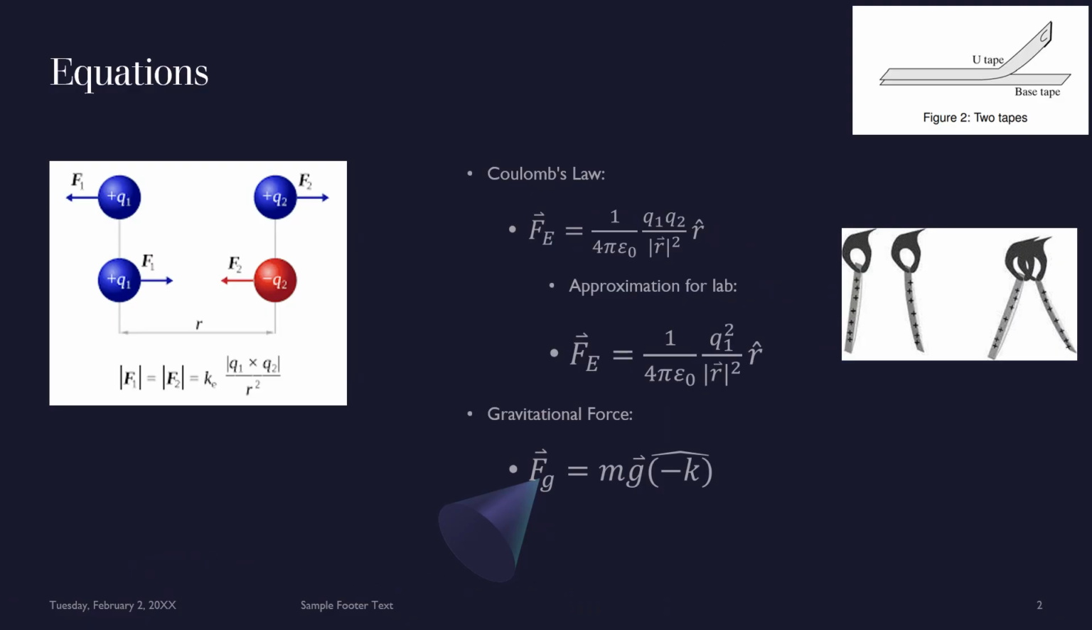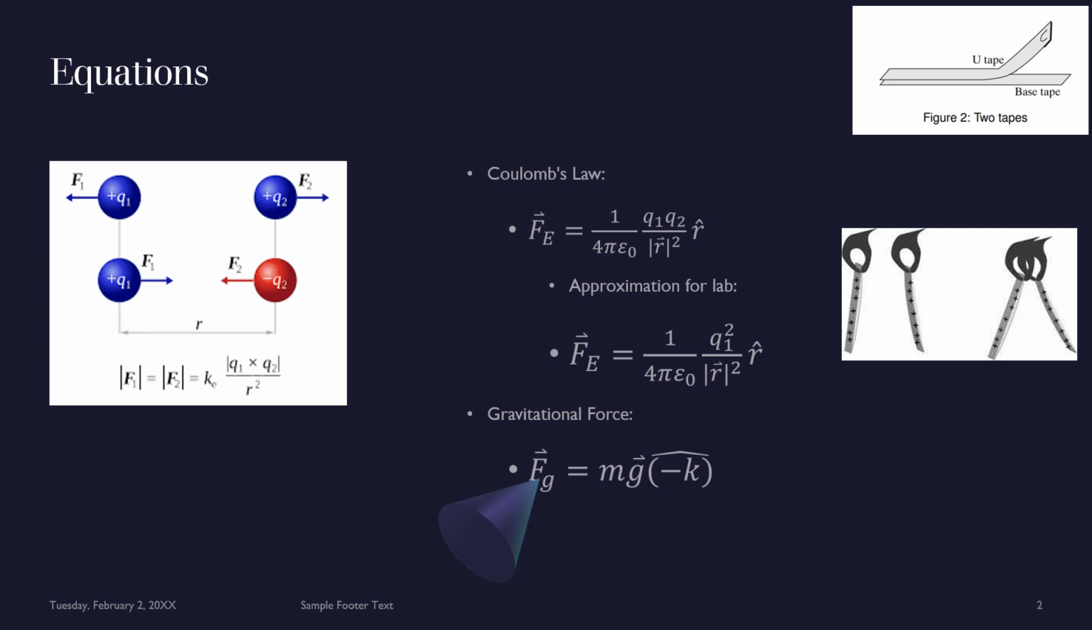Let's get started. Some basic equations you have to know are Coulomb's law and the gravitational force. Coulomb's law describes the force between two charged particles, Q1 and Q2. The gravitational force describes the force of gravity on a particle. We can assume the two charges in this experiment are equal, and because of this they will repel each other. Thus, instead of Q1 times Q2, it's just going to be Q squared.